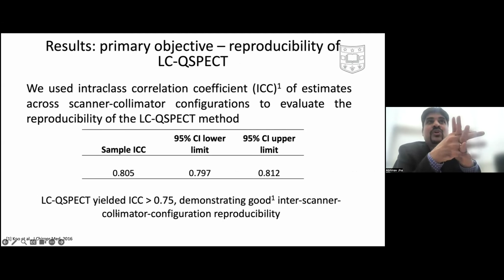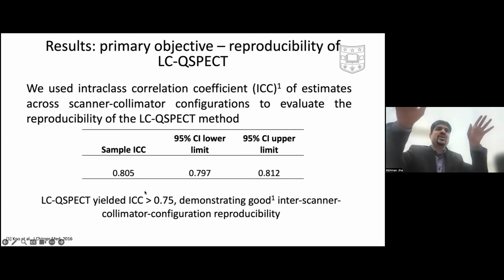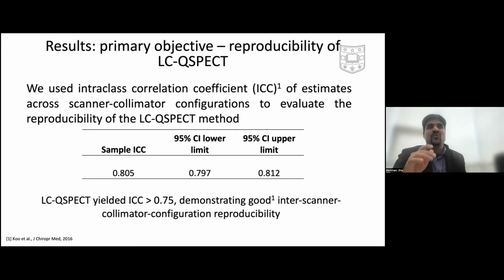And what we observed was that our methodology was yielding an intra-class correlation coefficient, which basically measures, if you think about it, how correlated it is across different scanners. Values greater than 0.75 demonstrate good reproducibility in previous literature, and we found that our methodology was giving an ICC of 0.805 with a lower limit of 0.79, showing that our methodology was reproducible across these 9 different scanner collimator configurations. Now, at this point, I'm showing you the primary objective findings.